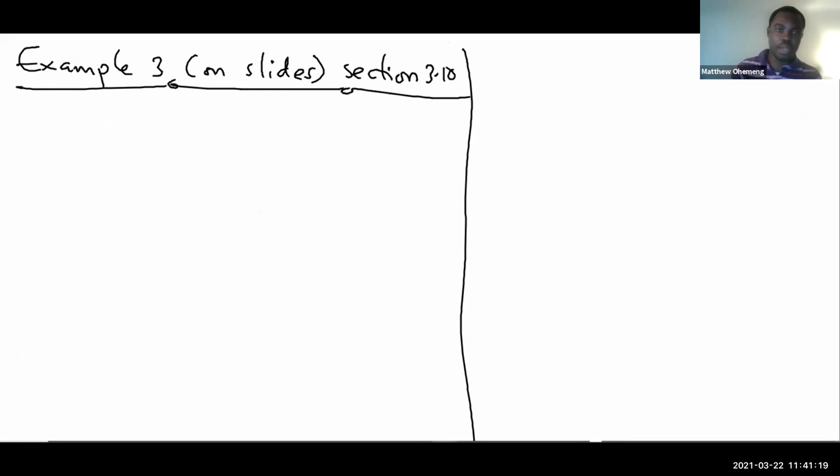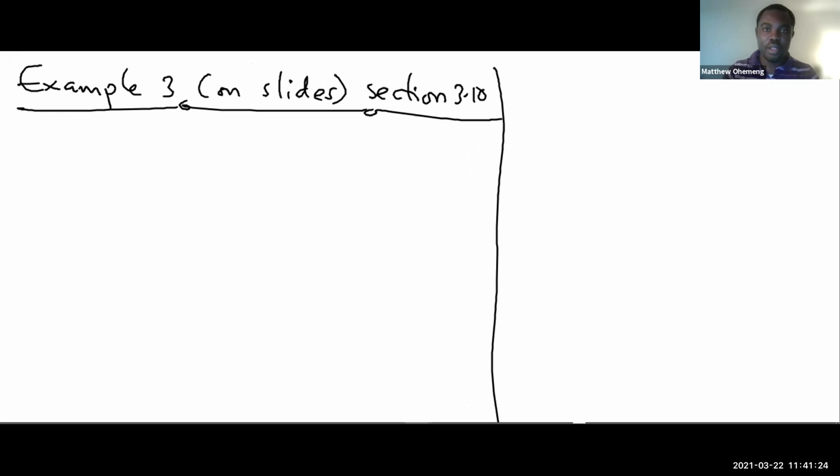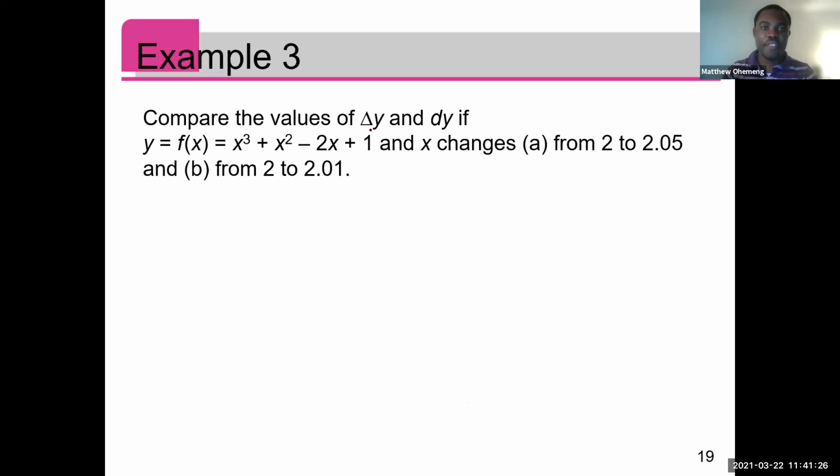For example 3, we are asked to compare the values of the actual change in the function and the differential if the function is given by s cubed plus s squared minus 2s plus 1. And then s changes from 2 to 2.05 in part a, and from 2 to 2.01 in part b. Here we are going to compare them, and you will see that they are quite close. So the differential approximates the actual change very, very well. Now let me go to the whiteboard.